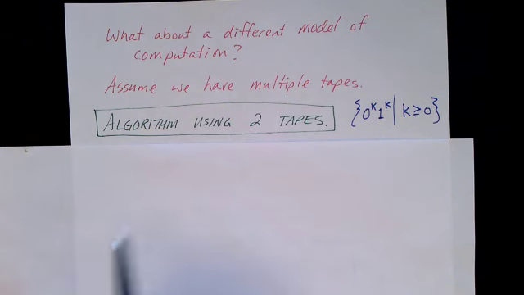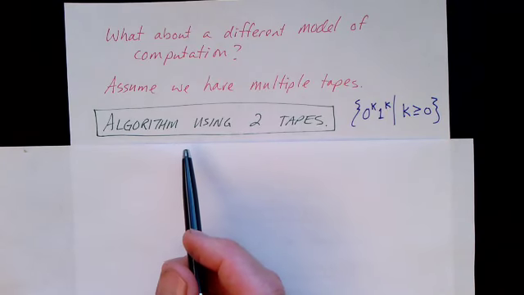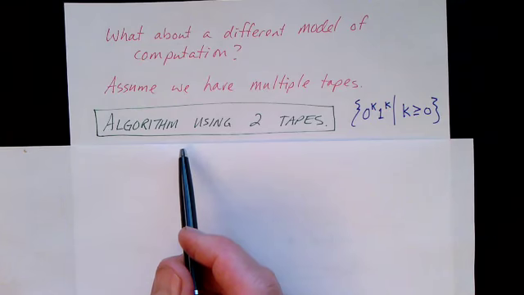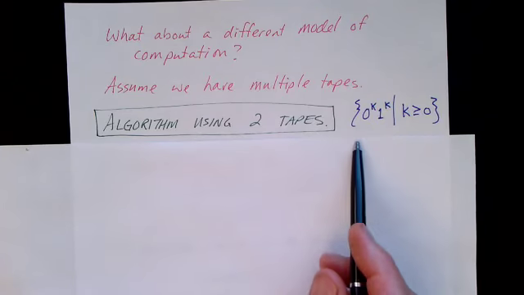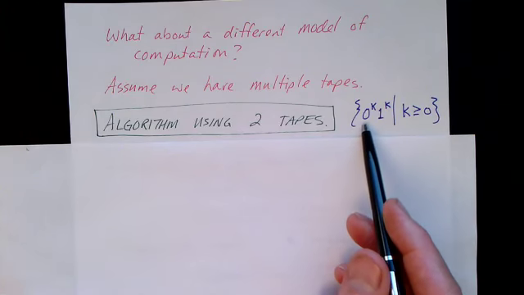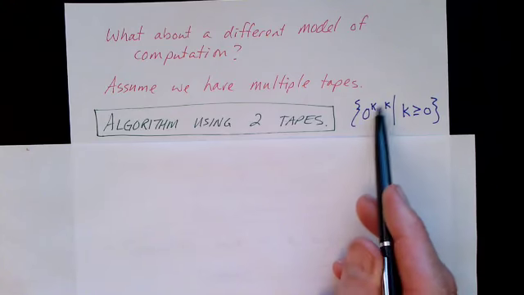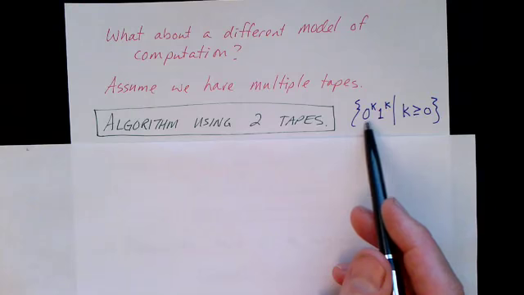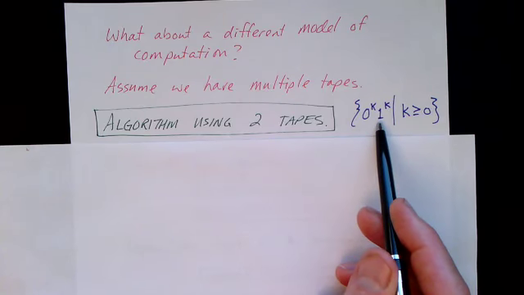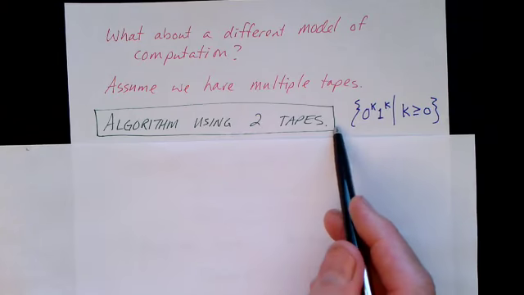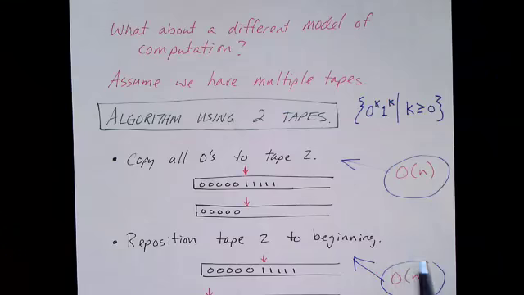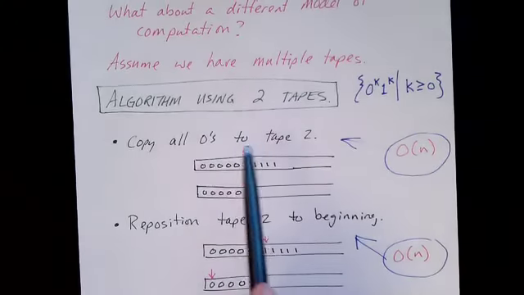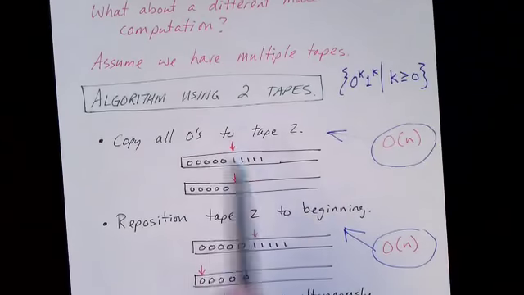Let's start by asking about a model of computation where our Turing machine now has multiple tapes instead of just a single tape. We'll look at the same problem that we looked at in the last video, which is to determine whether the input has the form 0 to the k, 1 to the k. In other words, is the input a string of zeros and ones, the zeros precede the ones, and there are the same number of zeros as there are ones. Let's look at an algorithm that uses a Turing machine with two tapes. I'm not going to give the algorithm very formally, but instead I'm just going to sketch it out here, and then that will allow us to analyze its running time.